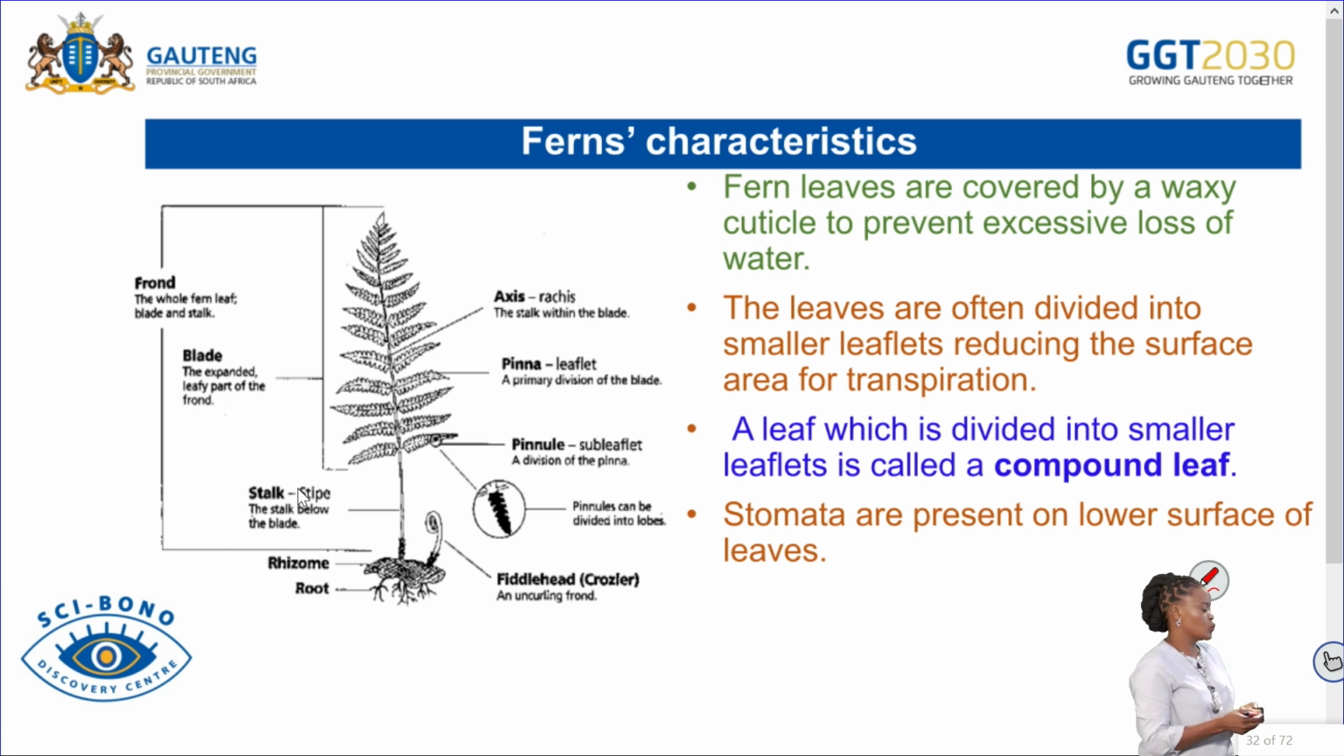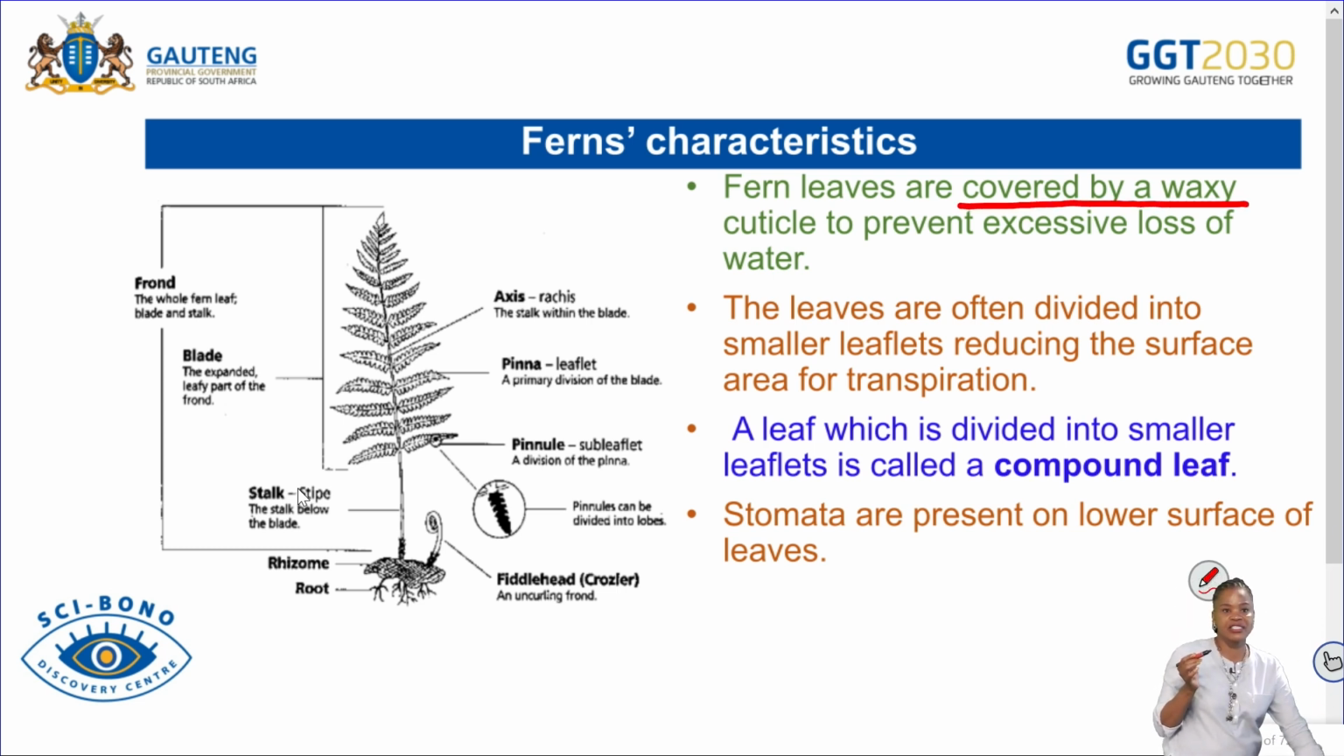And now when we look into the characteristics of the leaves of the fern, the leaves are covered by a waxy cuticle. And we all know that the function of the waxy cuticle is to prevent loss of water. So when we look into these leaves, we can see that they are definitely covered or protected by waxy cuticle, meaning that this waxy cuticle on our leaves is the one that is preventing the loss of water.